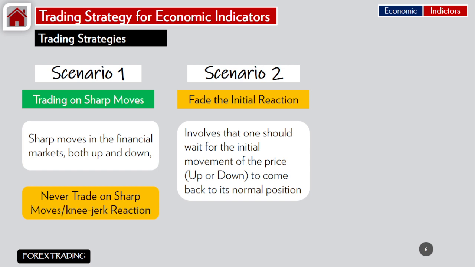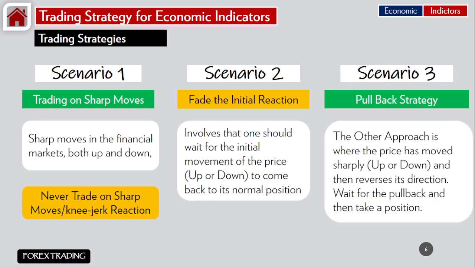So you just got to see the initial reaction and then let it fade. And then in scenario 3 we have a pullback strategy, and this approach is where the price has moved sharply up and down and then reverses its direction, and you wait for the pullback and then take a position. So first you wait for the initial reaction to fade, and then you see if the price reverses its direction, and then wait for the pullback, and then you can take a position.